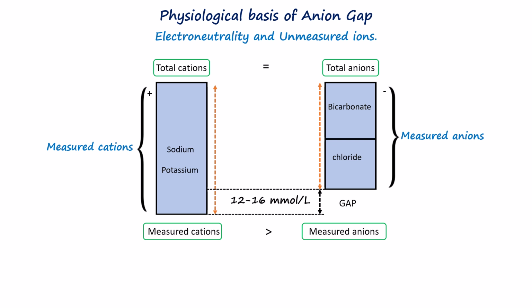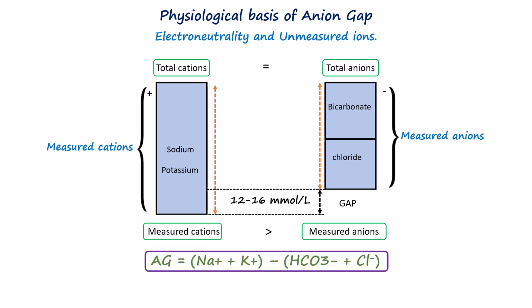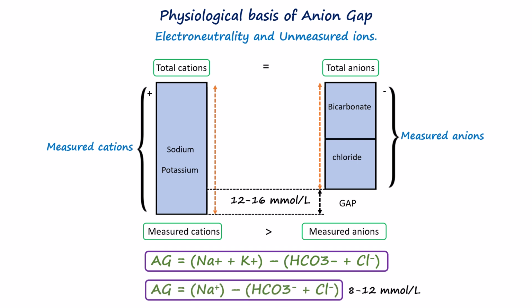This difference between the concentration of measured cation and anion is called anion gap. It is calculated by subtracting the sum of measured anion concentration from the sum of measured cation concentration. The gap represents the concentration of unmeasured anions, especially albumin, but can include other unmeasured anions during metabolic acidosis.